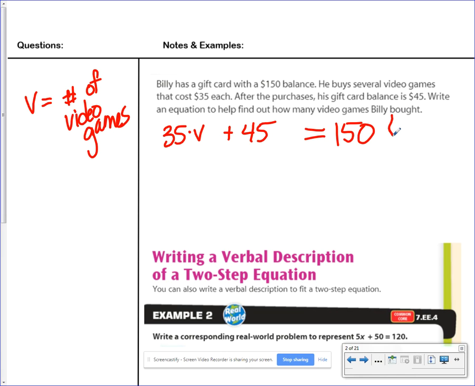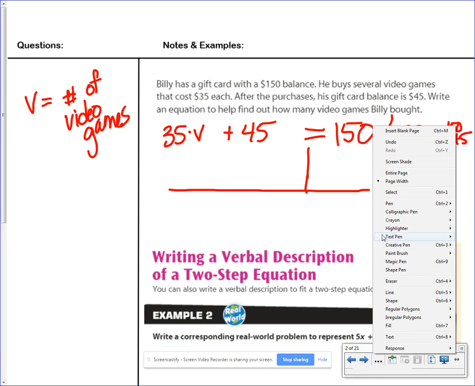Or maybe you're thinking that the 35 video games is going to equal 150 minus the $45 that was still on there. Either way, this is a way to set up this equation. And we're always saying to ourselves, isolate the variable. Isolate the variable. So here we go.